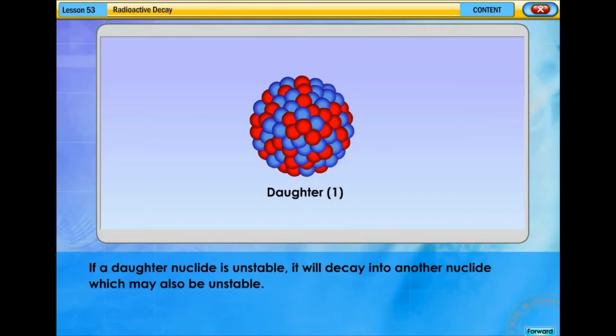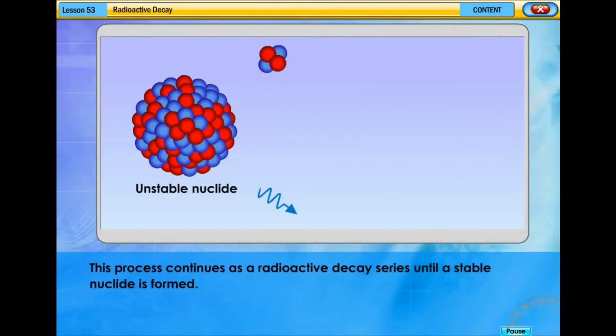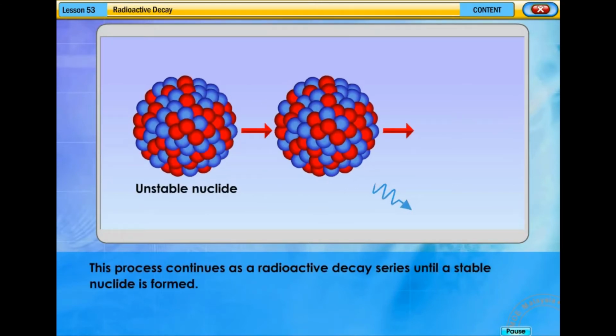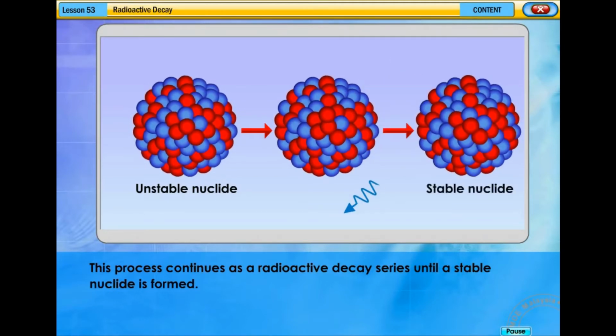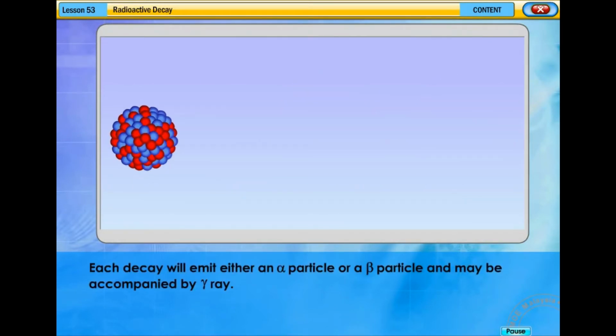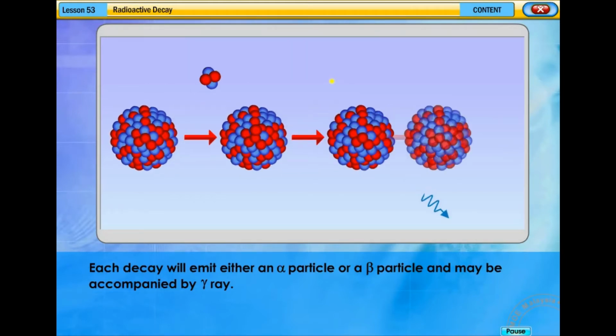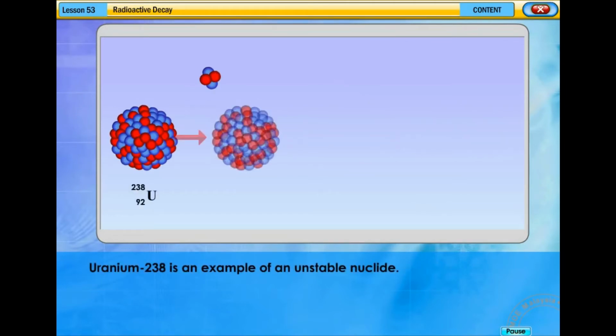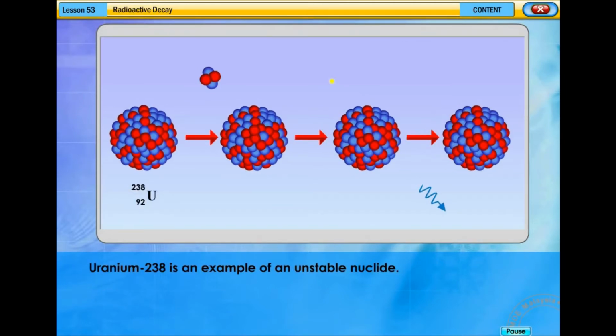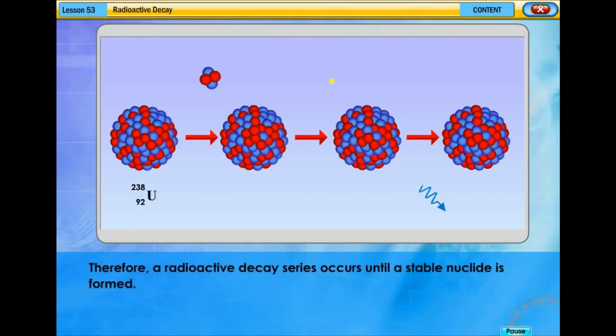If a daughter nuclide is unstable, it will decay into another nuclide which may also be unstable. This process continues as a radioactive decay series until a stable nuclide is formed. Each decay will emit either an alpha particle or a beta particle and may be accompanied by gamma ray. Uranium-238 is an example of an unstable nuclide. Therefore, a radioactive decay series occurs until a stable nuclide is formed.